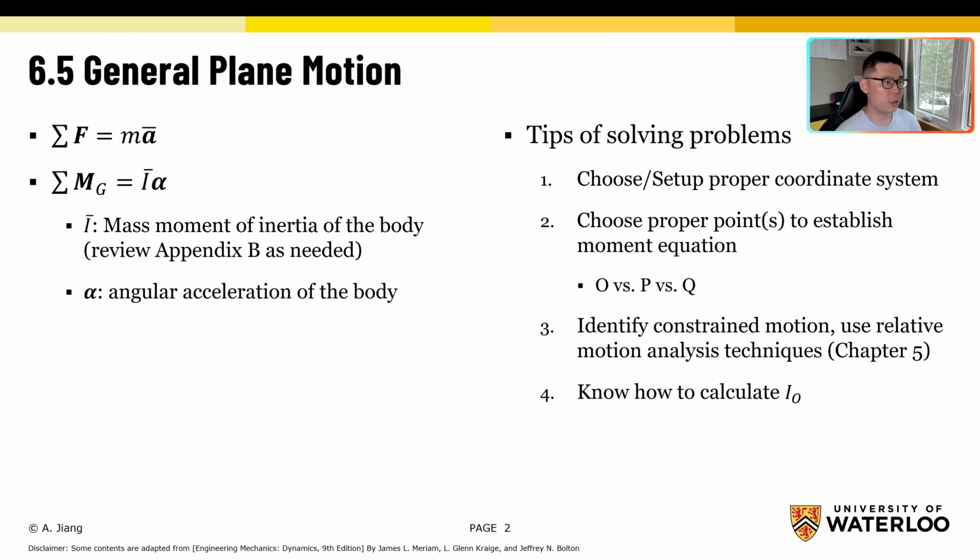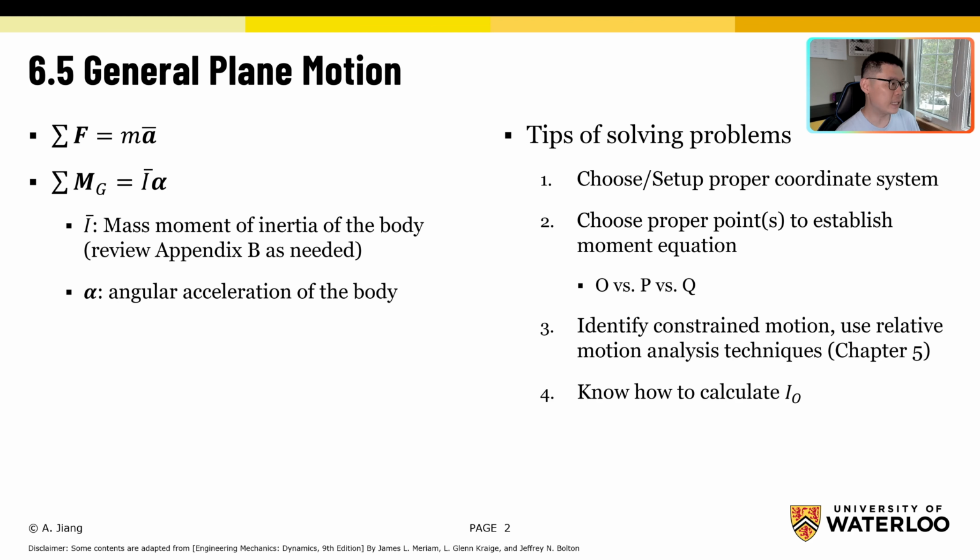Choose proper points to establish the moment equation. Step 2, you want to either choose point O, which represents the mass center, or P versus Q. Q is the center of percussion, and P can be any point, but usually we pick a convenient point that can reduce our calculation, such as a point that has many forces going through it, so you only end up with a few forces, or even one force or no force, making moment with respect to that particular point P.